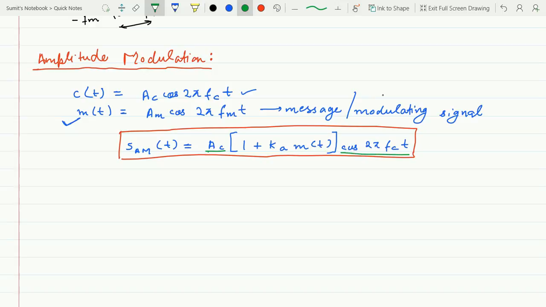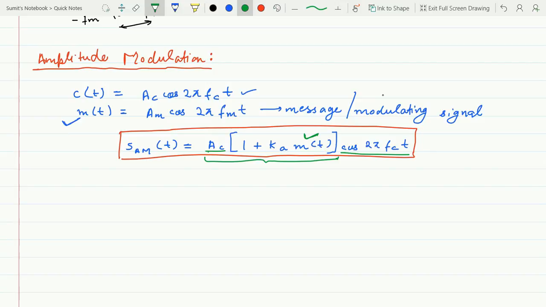But now if you see the overall amplitude of this AM signal, it is given by the factor Ac (1 plus ka m(t)). As the value of m(t) changes, this 1 plus ka m(t) factor changes, and this entire amplitude part changes. So now you can understand how this m(t) signal is affecting the amplitude of the carrier signal. This overall signal is called the amplitude modulated signal, or your AM signal. That's why we are calling m(t) the modulating signal, because it is modulating the overall amplitude of the carrier signal, and that is how you get your AM output.